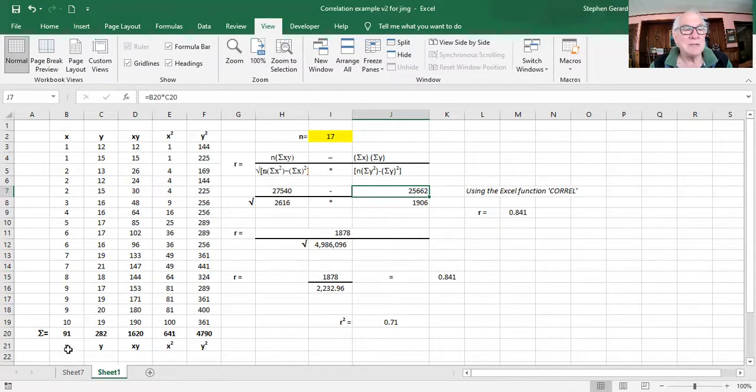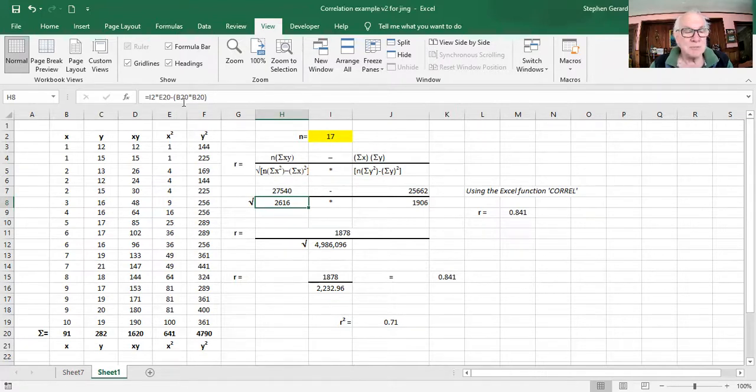91 is B20, that's this one here, 91 times 282. That comes up this number. This number down here, this is N times the sum of the x's squared minus the sum of the x's, quantity squared. Now, N is I2, E20, the sum of the x squared, that's this number here, minus the sum of the x's, quantity squared.